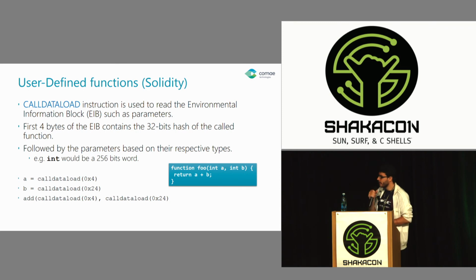So here is a basic function, just doing an addition. Here we have the intermediary Ethereum code. We read the first argument, so we're going to see a CALLDATALOAD, then the second argument, and we just add each of them.